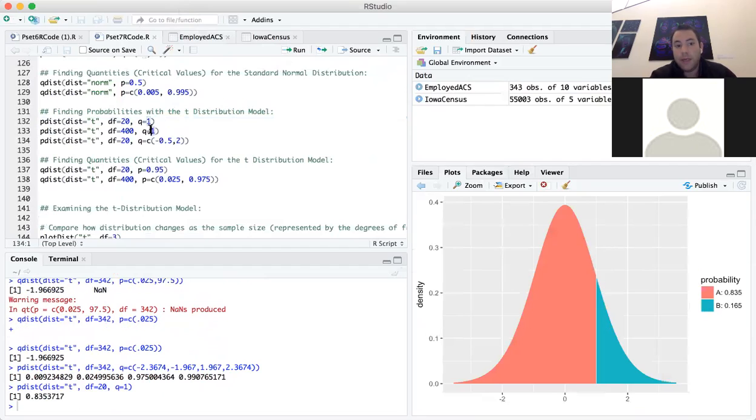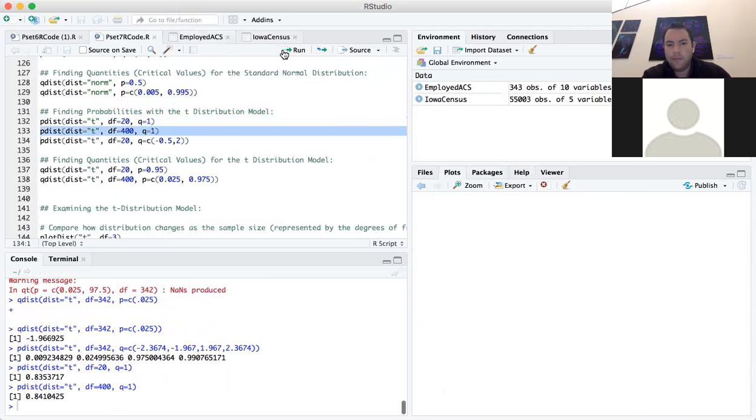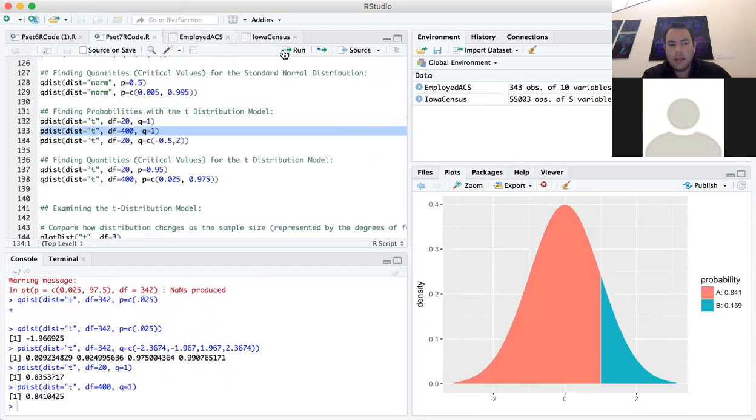But we could also see if we increase our sample size, this will demonstrate how the t-distribution changes as you change the degrees of freedom. So if we increase the degrees of freedom to 400 and use the same t-value, you could see that the p-value is reduced now to 15.9%. So it's reduced a little bit. So we can see here how the t-distribution changes as you increase or decrease your degrees of freedom.